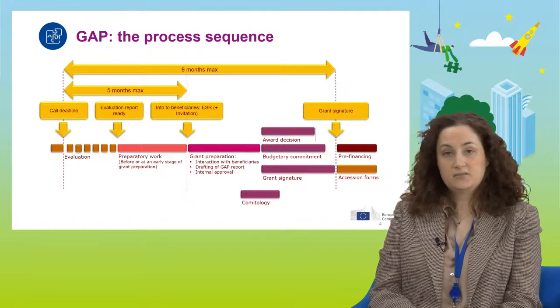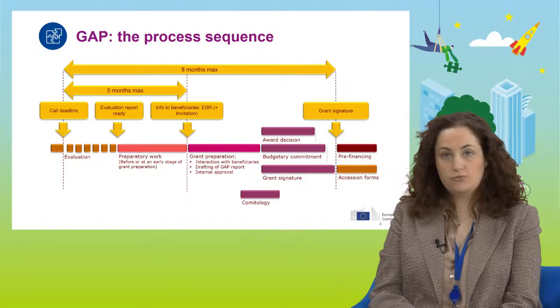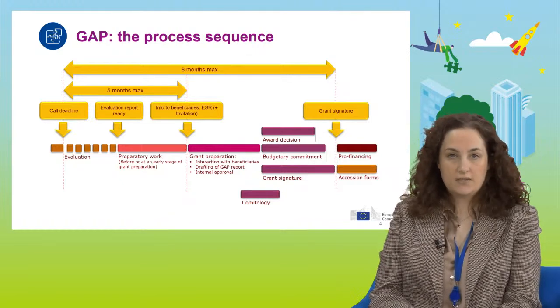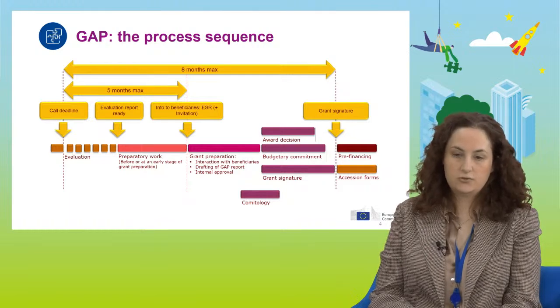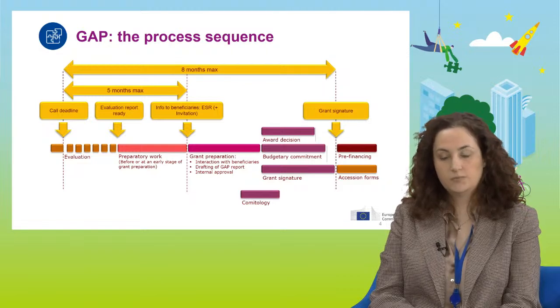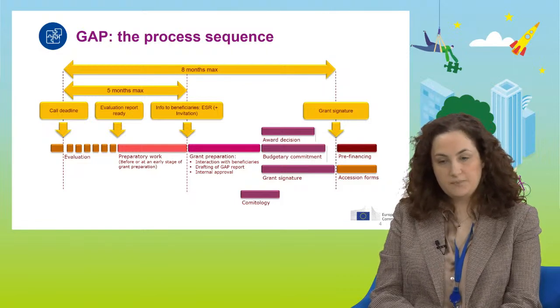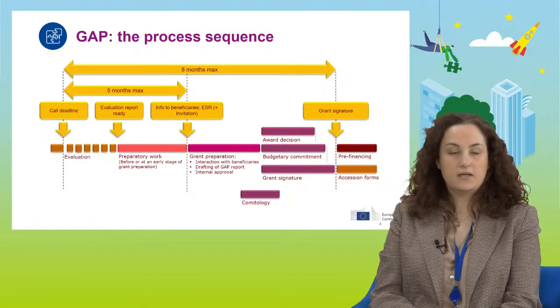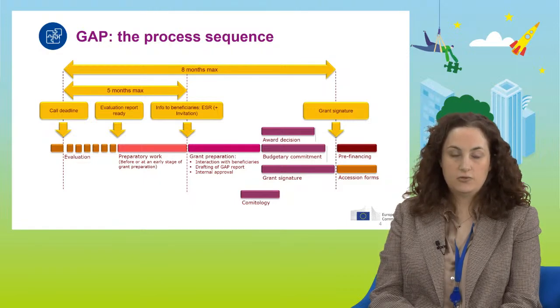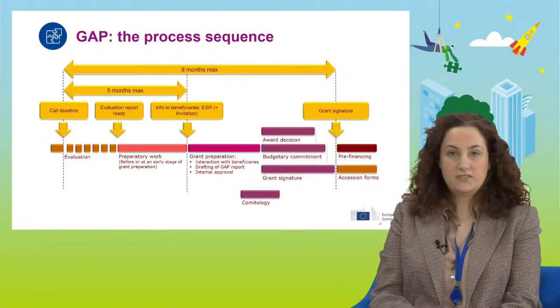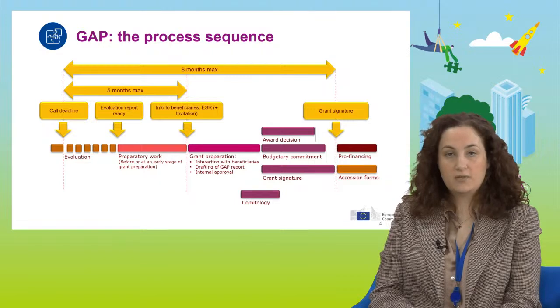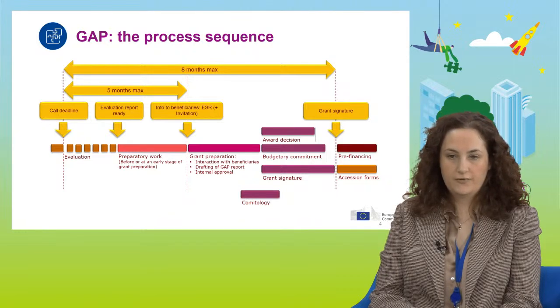At the end of these administrative tasks that we need to do to complete the process, we have the grant signature. First, it will be the consortium, in most cases, that signs, the coordinator on behalf of the consortium, and then it will be the EU service. And once we have the signature of the grant, then we can release the pre-financing to give you the necessary cash flow to start the project. And the beneficiaries will be called to accede to the grant agreement by signing the accession forms within 30 days of the grant signature.